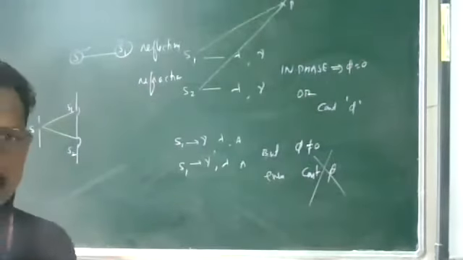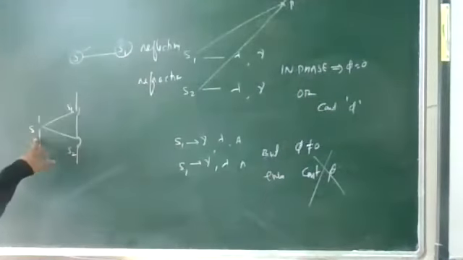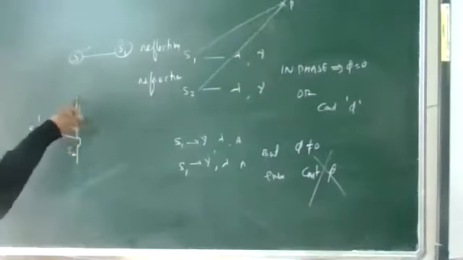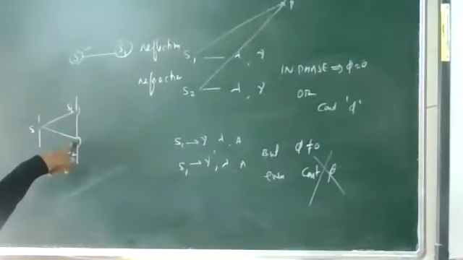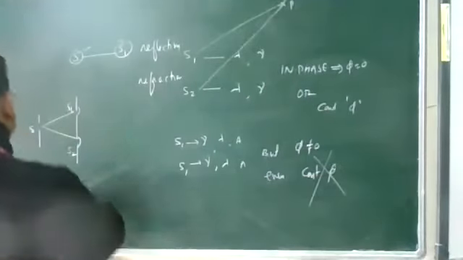This is the practical way of producing coherent sources, just like in Young's double slit experiment, which we are going to discuss. From a single source, two sources are derived, equidistant from the source, and S1 and S2 will act as coherent sources. This is the practical way of producing coherent sources that we'll see in Young's double slit.